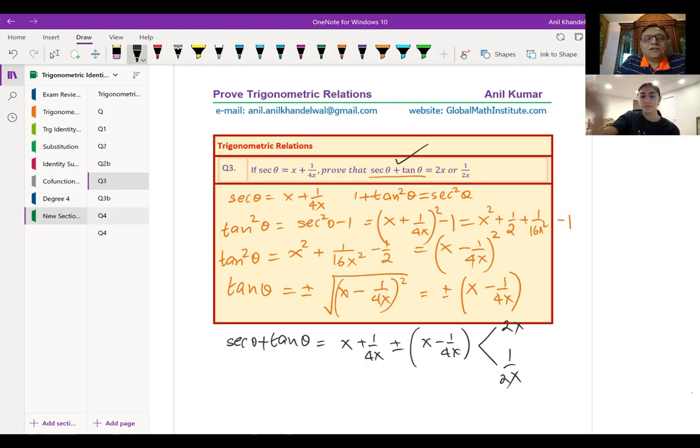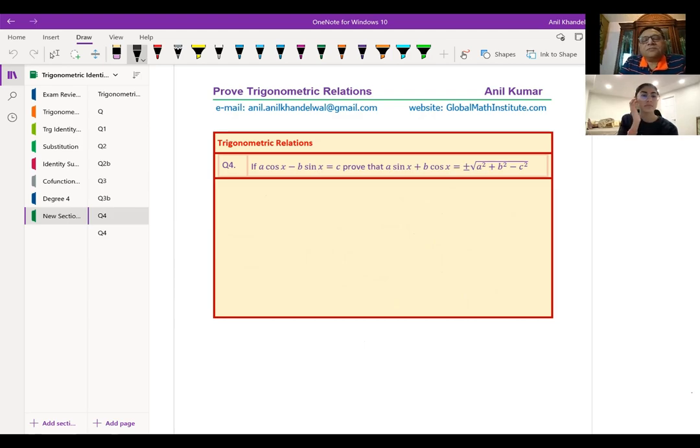Great. Last question. A cos x minus b sin x equals to c. A sin x plus b cos x is what? That is what we want to do now. So how can we do this one? So look here. We are given a cos x minus b sin x equals to c. Do you see this right hand side?